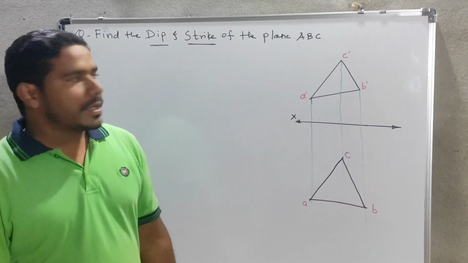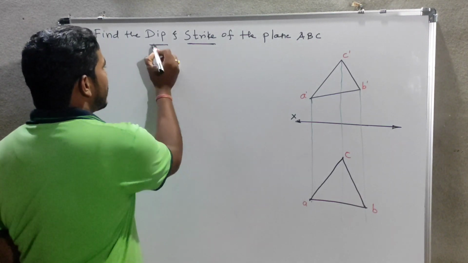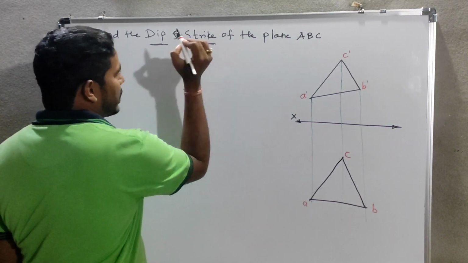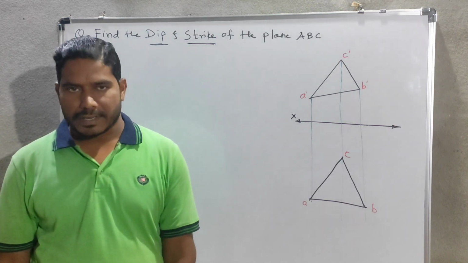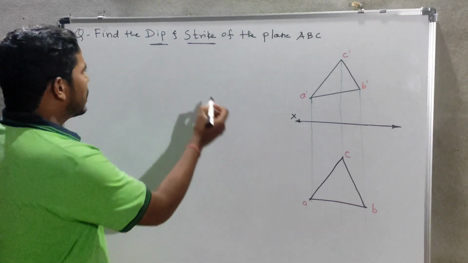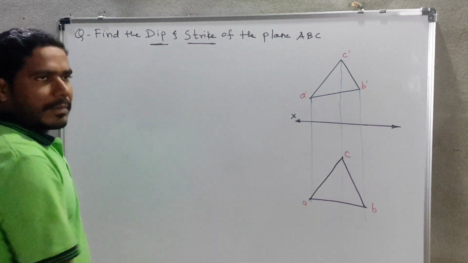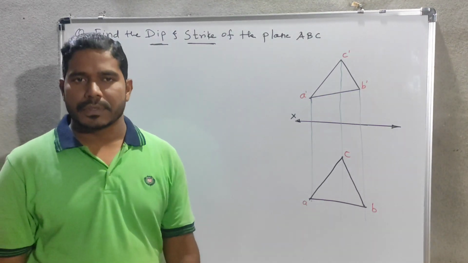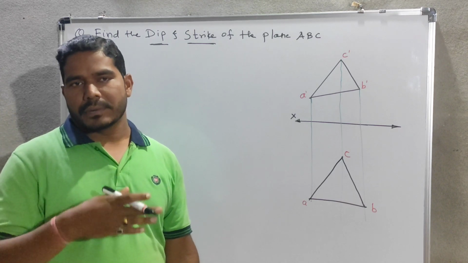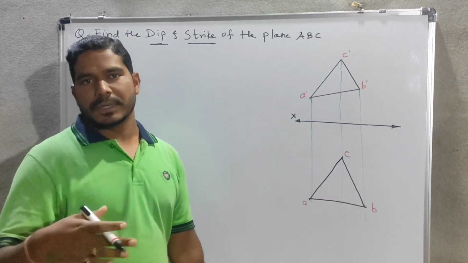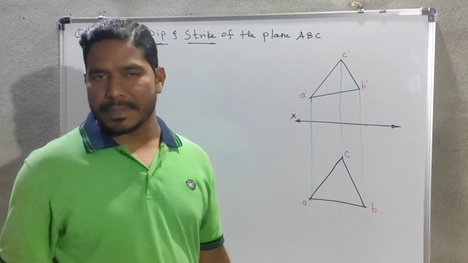Okay, so before that, in short I will tell about the dip and strike. So actually what is meant by the dip and what is meant by the strike angle. Dip angle is the angle made by the plane with respect to the horizontal plane. Means whatever the plane is there and whatever angle it's making with respect to the horizontal plane, that is nothing but the dip angle.